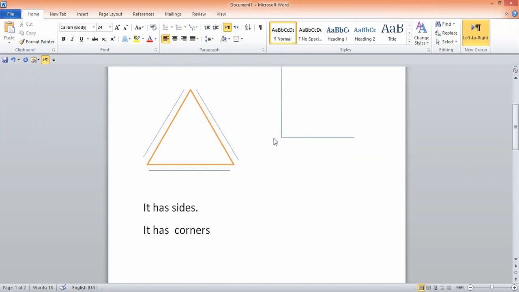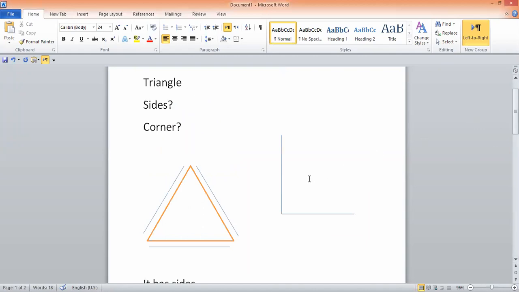All right, guys, so you all know now that a triangle has how many sides? I'm going to open your mic and you will repeat. How many sides? Three sides. Very good, three sides. And how many corners does the triangle have? Three. Very good. A triangle has three sides and three corners.